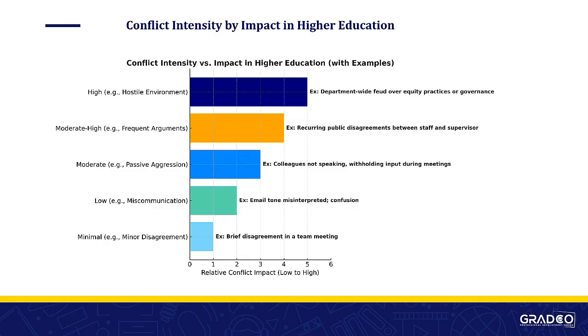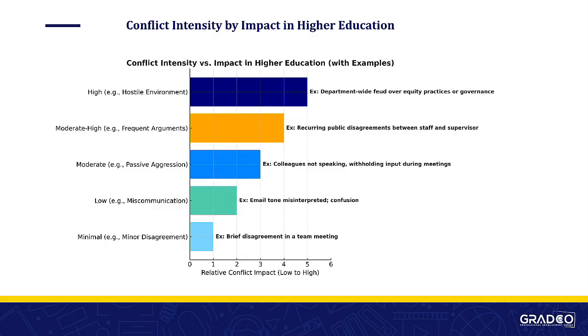And then finally, the minimal or minor disagreement could be a brief disagreement on strategy in a team meeting, or forgot to bring the refreshments for people. It's your turn, so you have to go get them later. Those kind of things can be more the minor things.